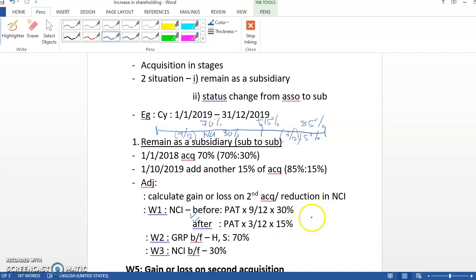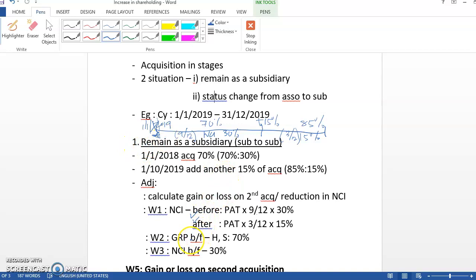Then after you get all the information, you deduct or add the adjustment. Okay, now we look at working number 2. In working number 2, we will calculate the GRP BD, which is here, on the 1st January 2019. For the GRP BD, if we look, the percentage is only 70%.